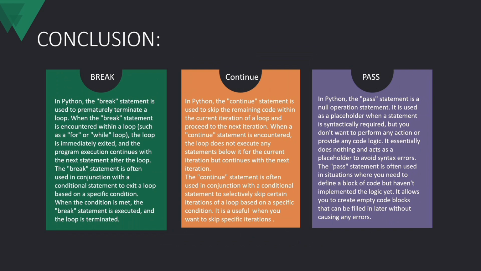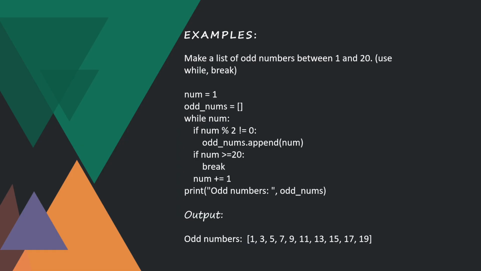Now coming to the pass statement, in Python, the pass statement is a null operation statement. It is used as a placeholder when a statement is syntactically required. The pass statement is often used in situations where you need to define a block of code but haven't implemented the logic yet. It allows you to create empty code blocks that can be filled in later without causing any errors. Let us look at even more examples so that we can understand better.